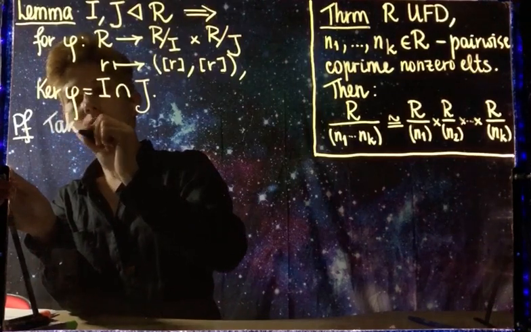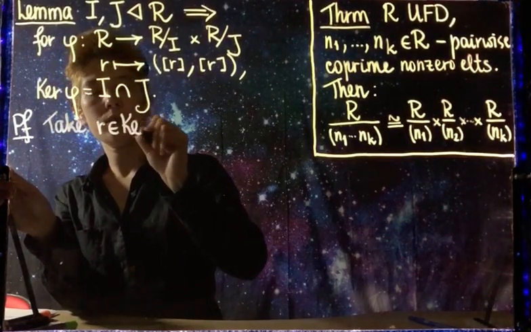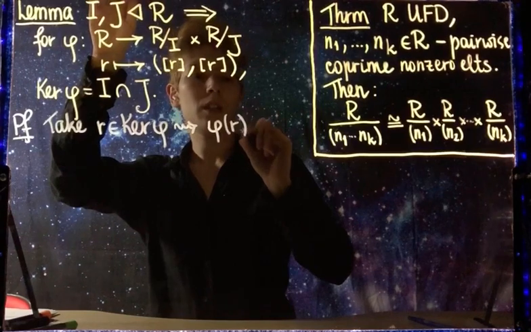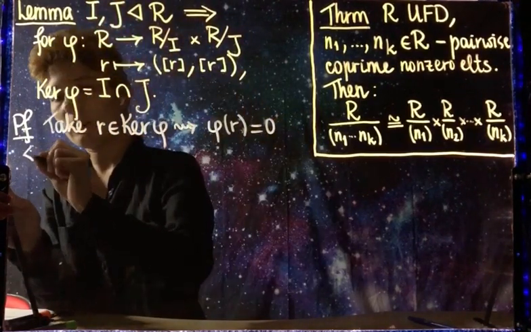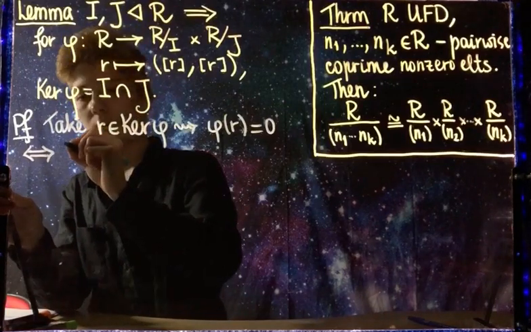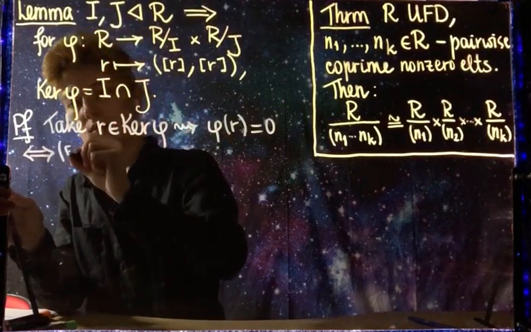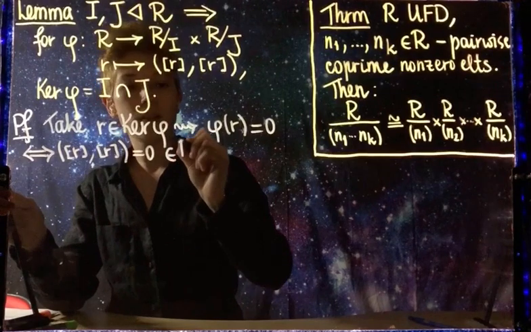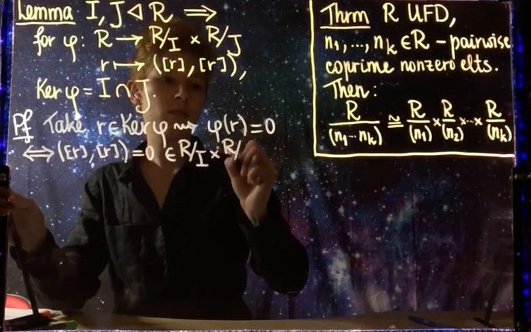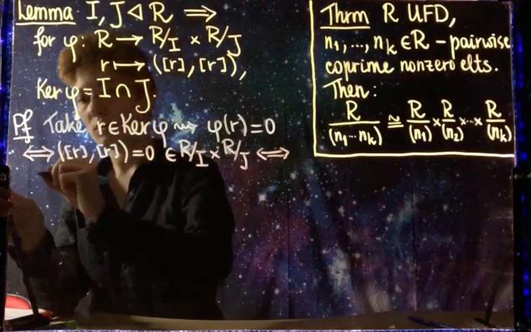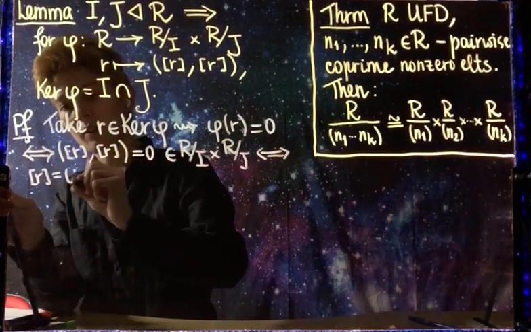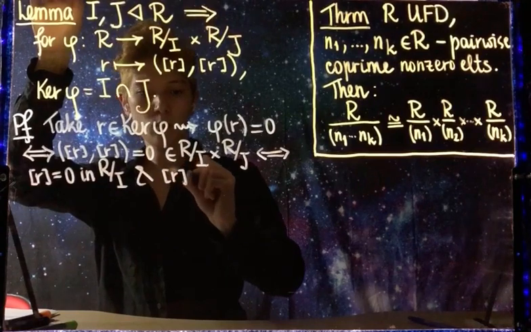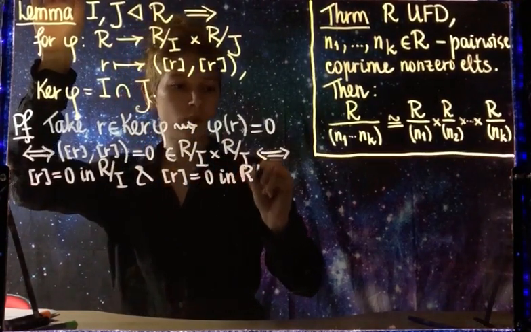let's take an element R in the kernel of phi. Then phi of R is equal to 0. And this is equivalent to saying that both of these classes are equal to 0 in their respective quotient rings. So R is equal to 0 in R mod I, and R is equal to 0 in R mod J.